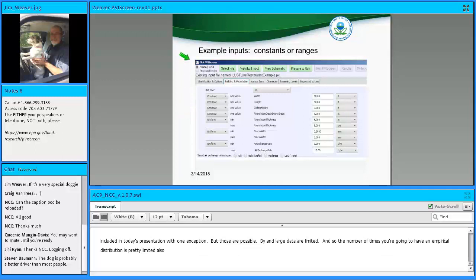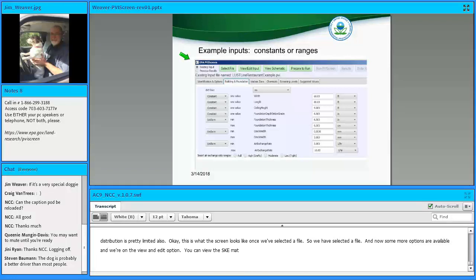Okay, this is what the screen looks like once we've selected a file. So we have selected a file, and now some more options are available, and we're on the View and Edit option. You can view the schematic, or then you can prepare to run the model. This shows the Building and Foundation tab, where we can enter building parameters.